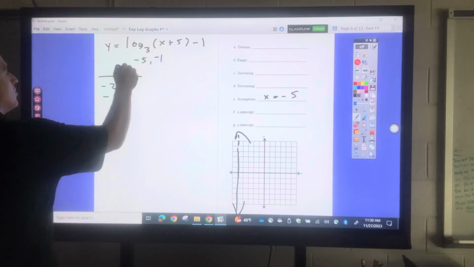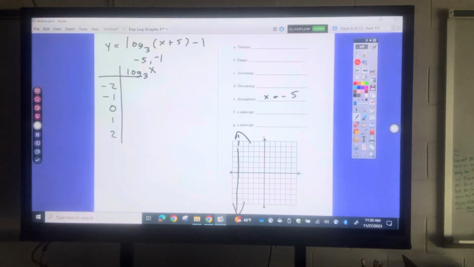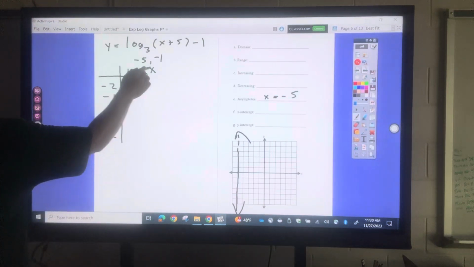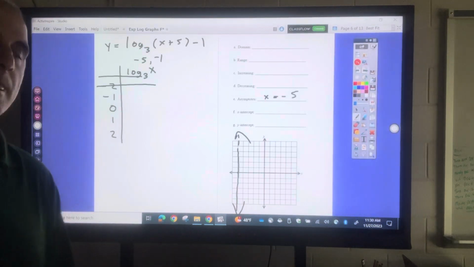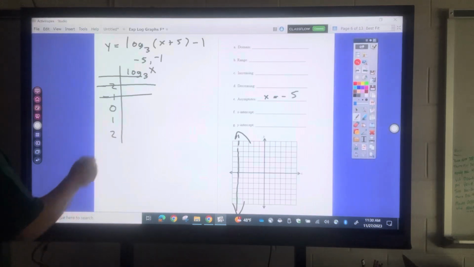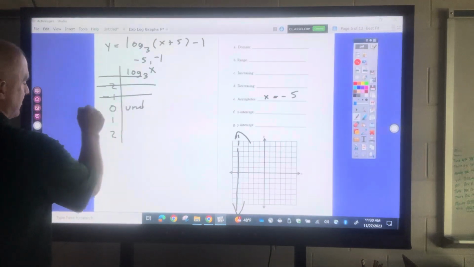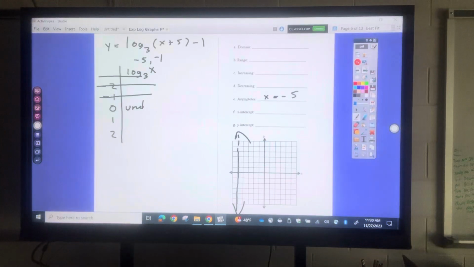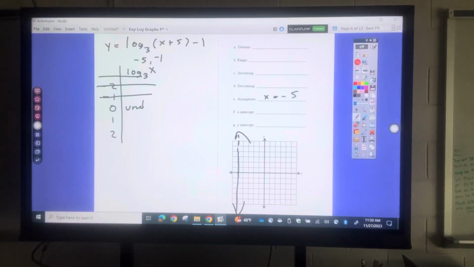Okay, I would do log 3 of x. Now, what you'll learn about logs is that you can't have a negative log. So these you can't use. Log of 0 is undefined, so you really can't do anything with that. In this case, that accounts for the vertical asymptote.